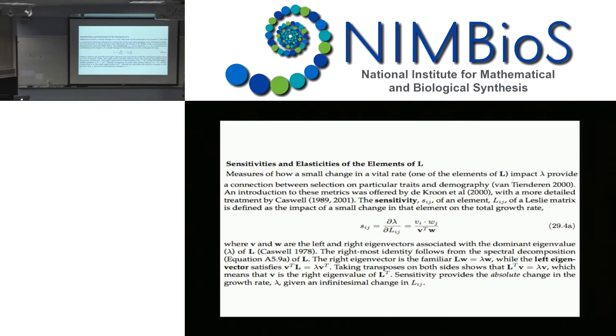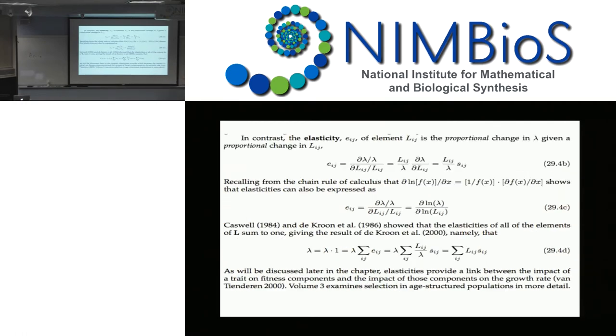And we're going to come back and use that to ask, if a trait influences an element, how does that change the overall fitness? Well, it does it by changing that element, and then that element then changes the overall growth rate. So the sensitivity basically is, how does a change in one of the elements affect the eigenvalues? That's sensitivity. The elasticity talks about a proportional change. So what proportion do I get in the change of lambda by a proportional change in one of the components?